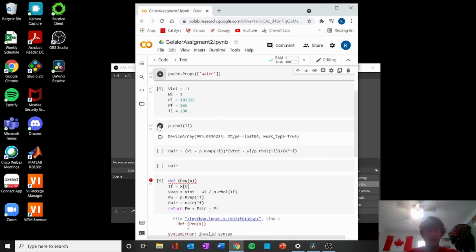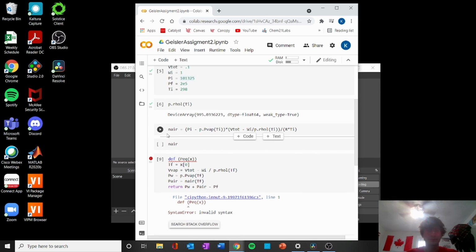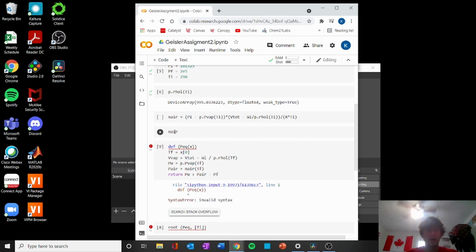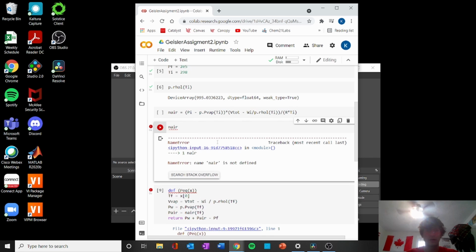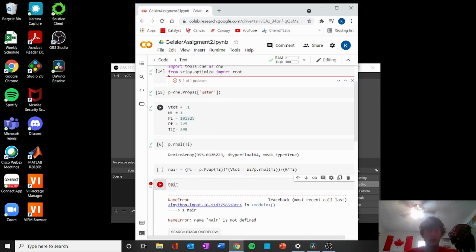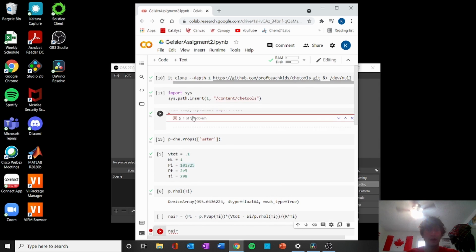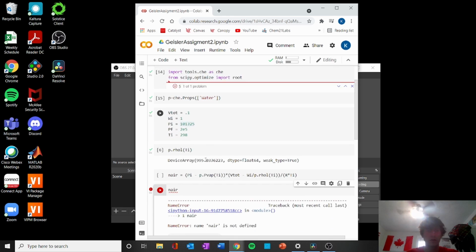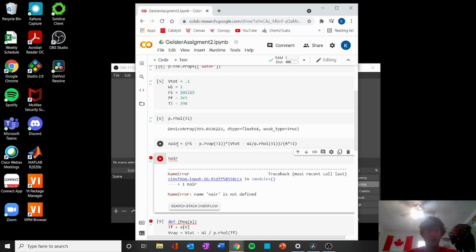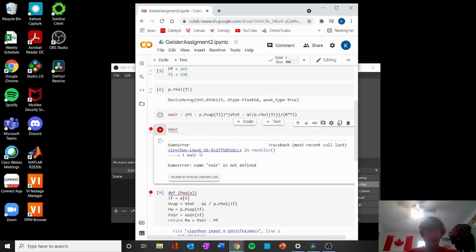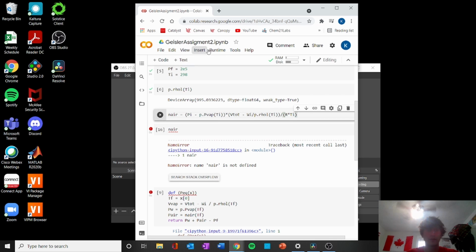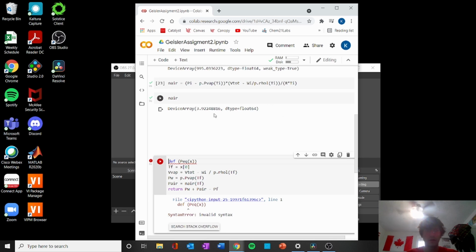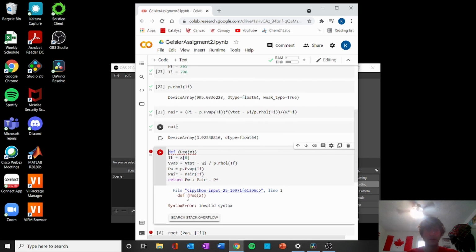This one's okay. This is giving us our TI, giving us our values in an array. Here's our calculation of our moles of air that we found on the board. And here are our moles of air. And air is not defined. So our moles of air have not been defined anywhere. It should be up here. It should be defined right here. Let's try to run all. Okay, there we go. And so now our moles of air are working. So here's our moles of air.